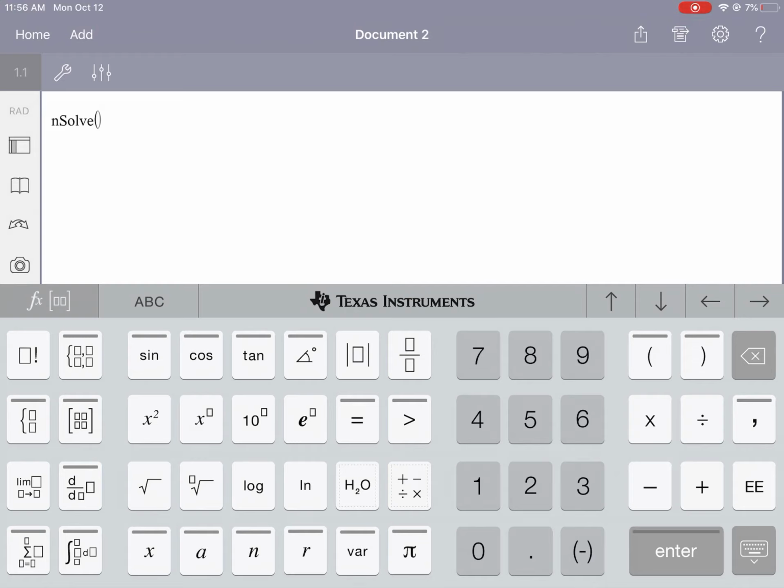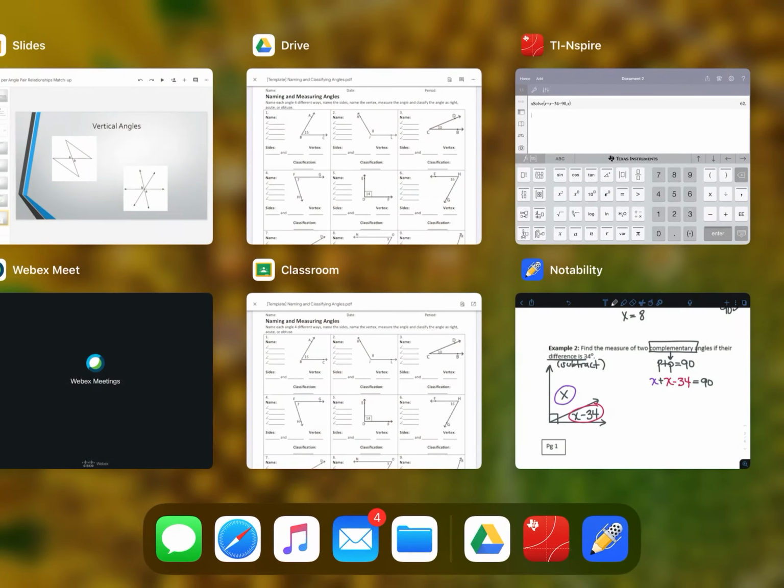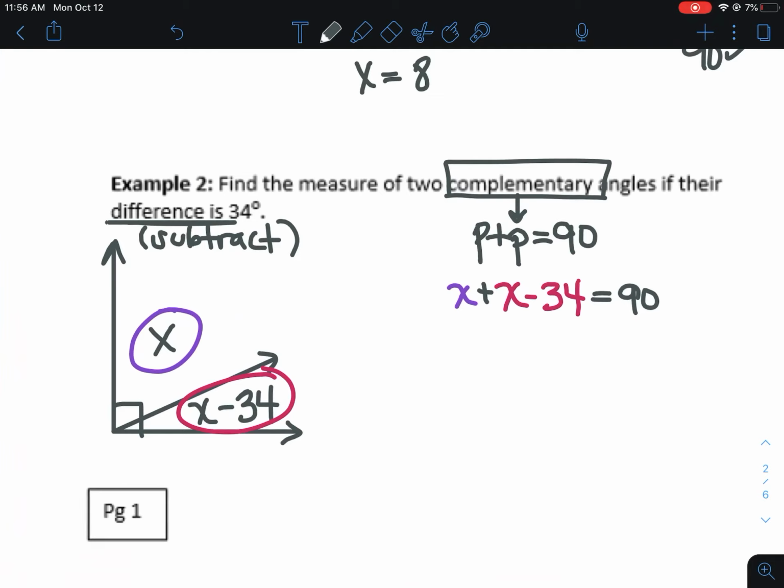So we're just going to type in the equation that we just wrote. So x plus x minus 34 equal 90. And you just type it in like that. Don't forget you have to put comma x, because x was the variable that we're working with, and hit enter. And we get 62. So instead of having to do all that work on our own, if you don't know how to solve equations still, you can do it this way, and you get x equals 62.